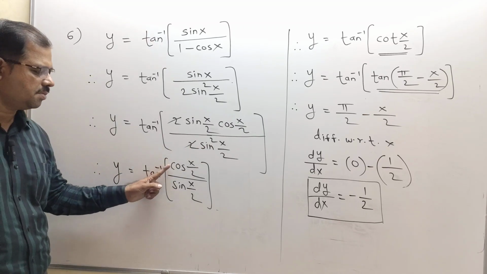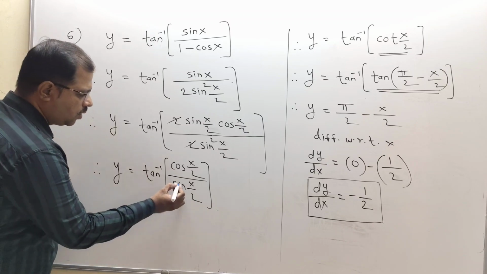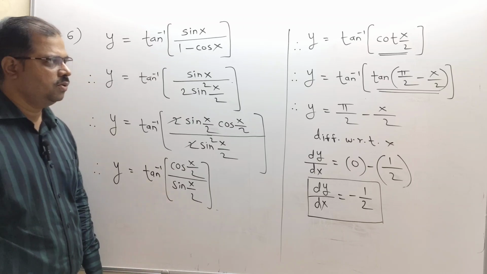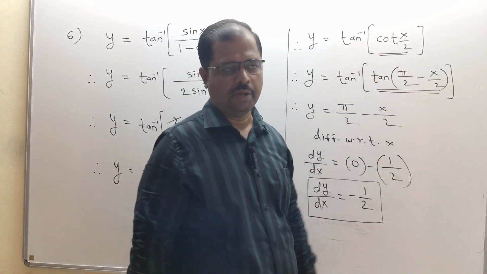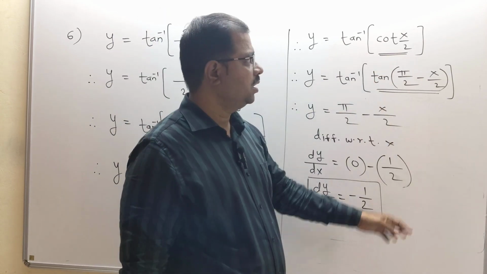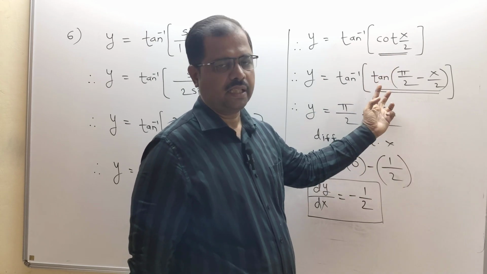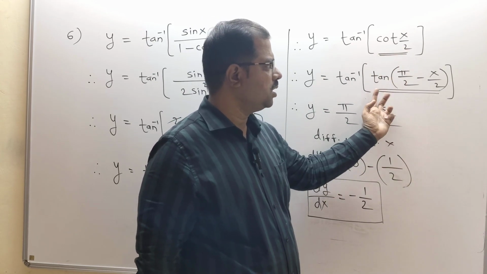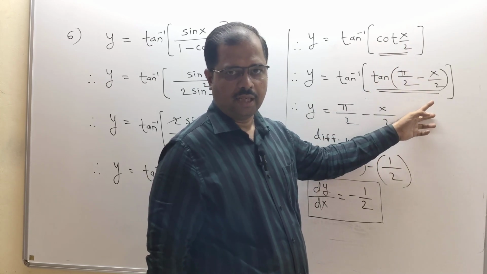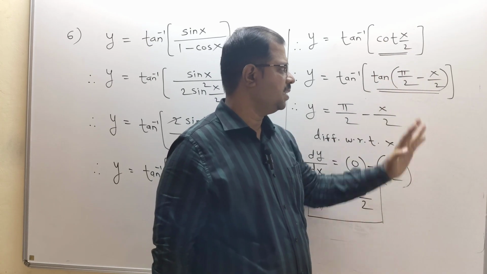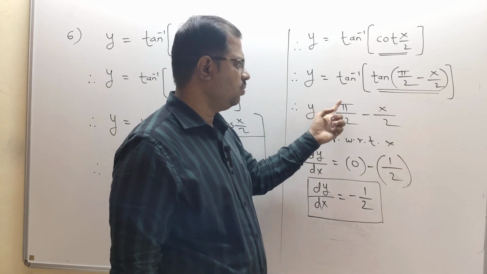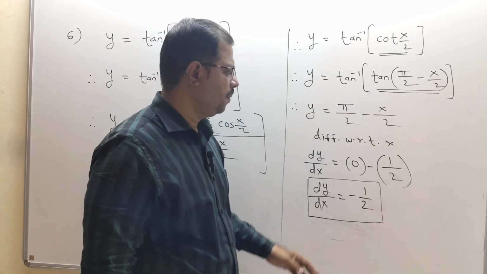Therefore the remaining is cos x by 2 upon sin x by 2. We know that cos x by 2 upon sin x by 2 is cot x by 2. But tan inverse and cot are not cancelled. Therefore convert this cot as a tan term. Cot x by 2 is equal to tan of pi by 2 minus x by 2. Cot theta is tan of pi by 2 minus theta, so cot of any angle is tan of pi by 2 minus that angle. Now tan inverse tan get cancelled, y is equal to pi by 2 minus x by 2.